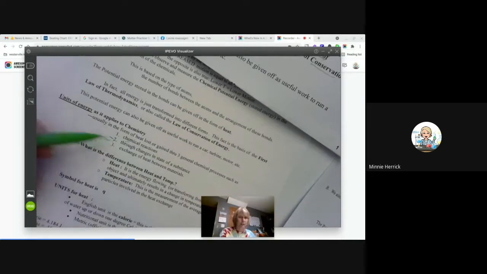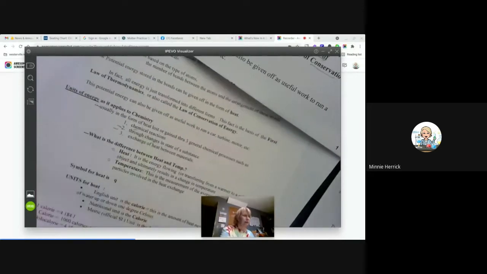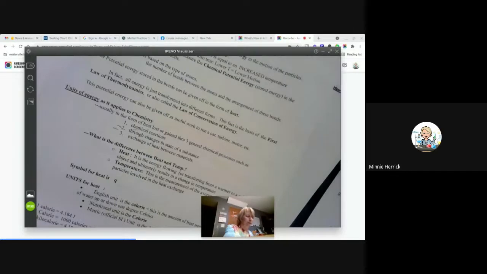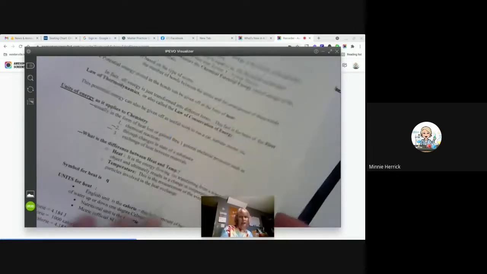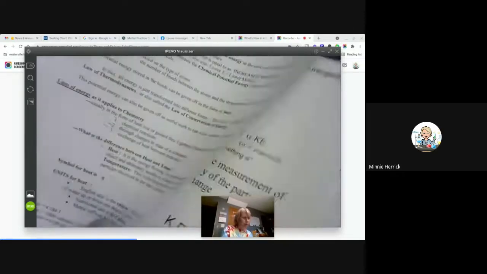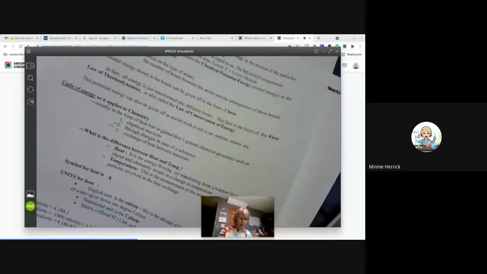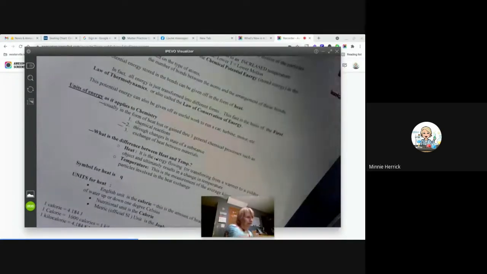So let's actually talk about heat, okay? And I got this blown up a little bit better because I really want you to see the actual definitions a little bit more, okay? And hold on a second, I had it here. Yeah, here we go.